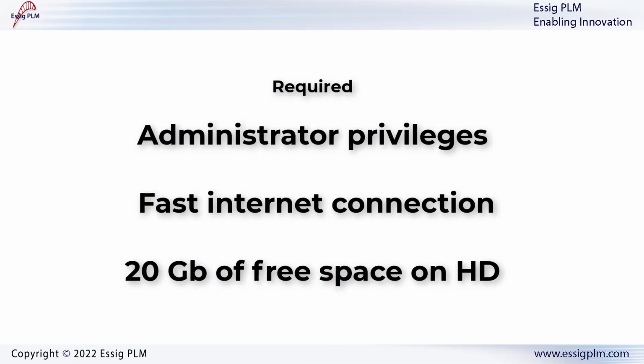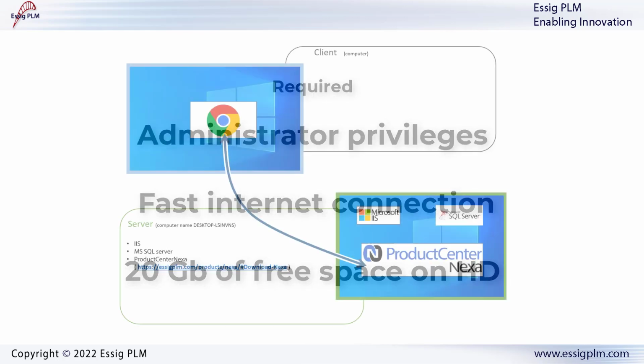You will need administrator privileges to perform the actions described here. This procedure requires an active internet connection. We suggest to have at least 20 GB of free space on your hard disk for the prerequisites, while more space might be required for Nexa utilization. Moreover, please take into account that you will have to download more than 600 MB of files, and this might require some time depending on the speed of your connection.